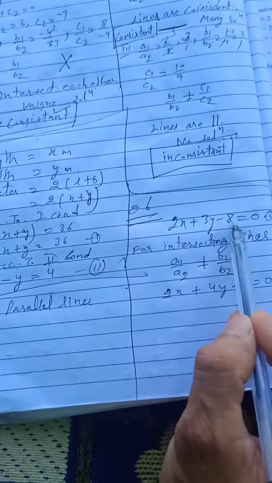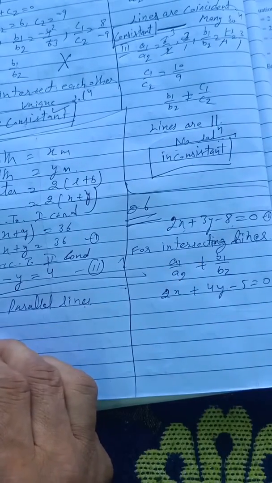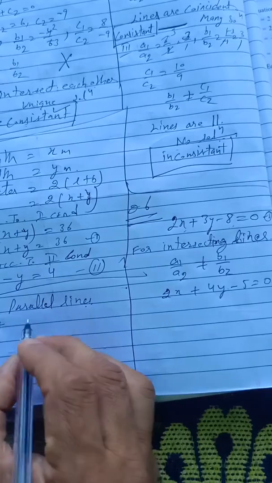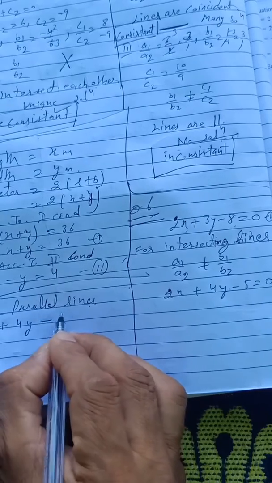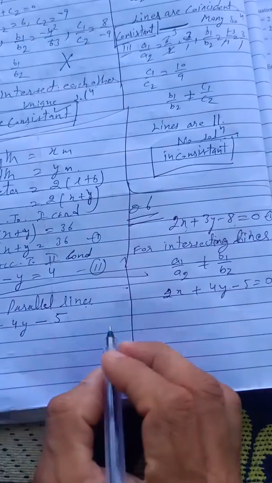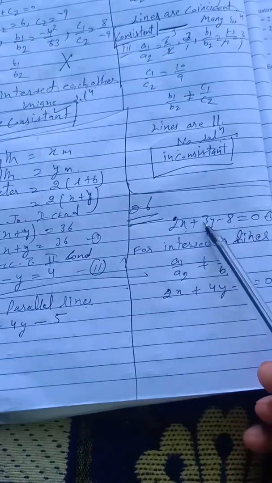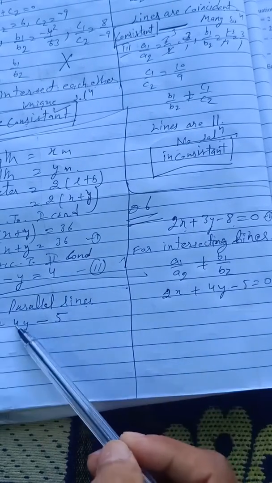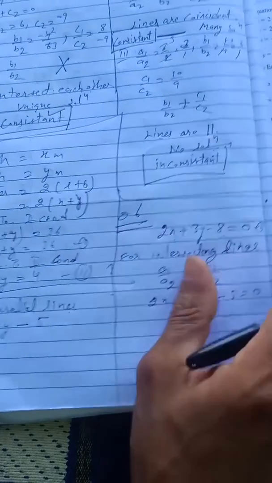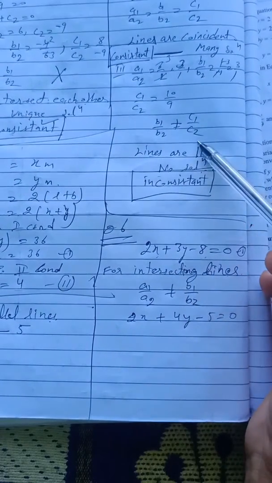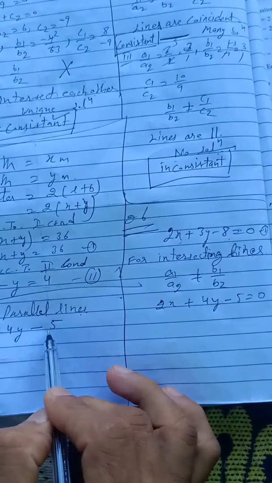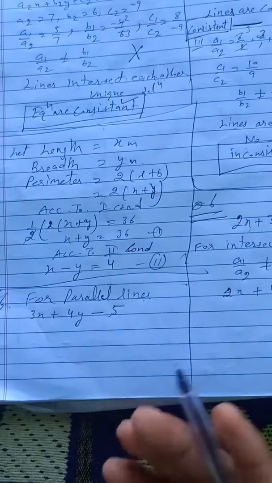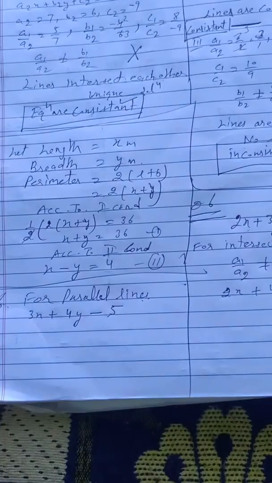In two variables, this is the first line, and we can write another line, 3x plus 4y minus 5. Now comparing, 3 by 4 is not equal to 8 by 5. That is, B1 by B2 is not equal to C1 by C2. The lines are parallel. So for parallel lines, if one line is this and another line is this, then we can find the graph in which two lines are parallel to each other.